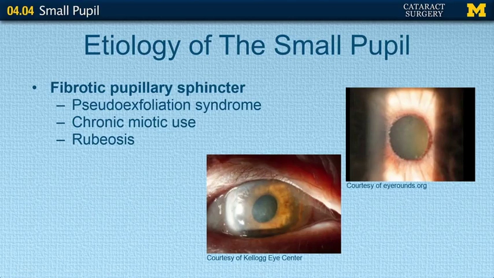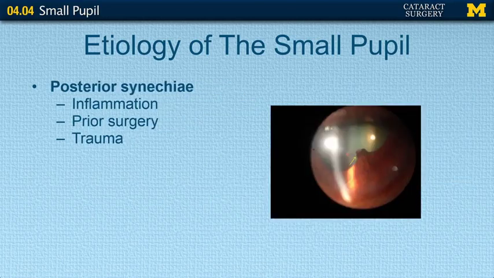In glaucoma patients who may be on chronic miotic use, the pupil may be scarred into a smaller position. And then in cases of rubeosis, which can occur in any type of ischemic condition or under inflammation, oftentimes the pupil will not dilate very well. Posterior synechia essentially is when the iris tissue is adherent to the lens, and this occurs in any case where inflammation occurs in the eye. So it could be from trauma, from surgery, or just from inflammation in itself.